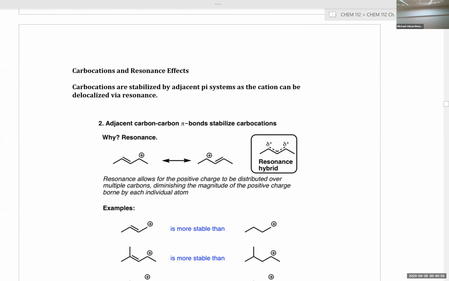So carbocations are stabilized by adjacent pi systems, as the cation can be delocalized via resonance. And we saw this before in chapter 2 when we started drawing resonance forms and saying, what is the most stable cation? What is the most stable anion? Essentially the reason why resonance is so stabilizing is that we're distributing our positive charge over multiple carbons. When we distribute the charge over multiple atoms, we minimize the positive charge that is experienced by any single atom.